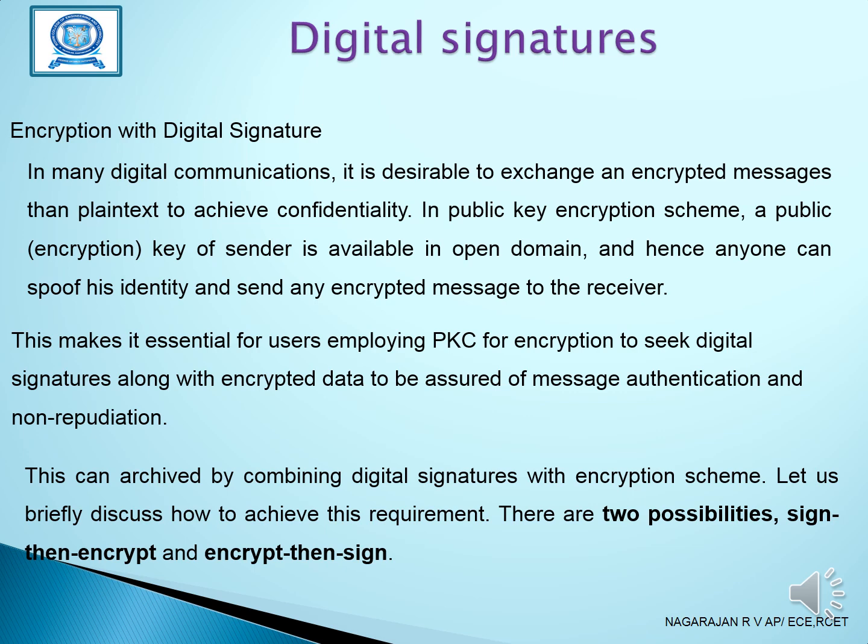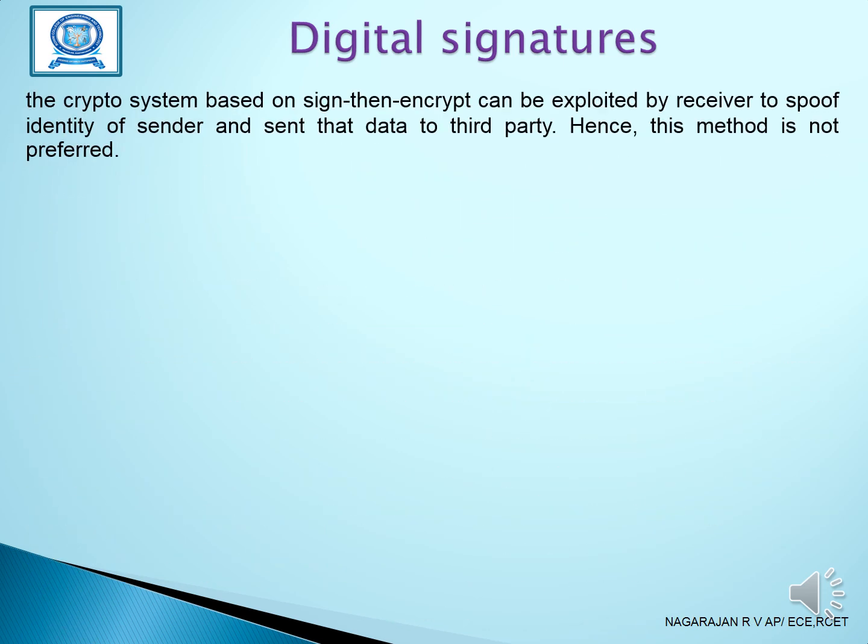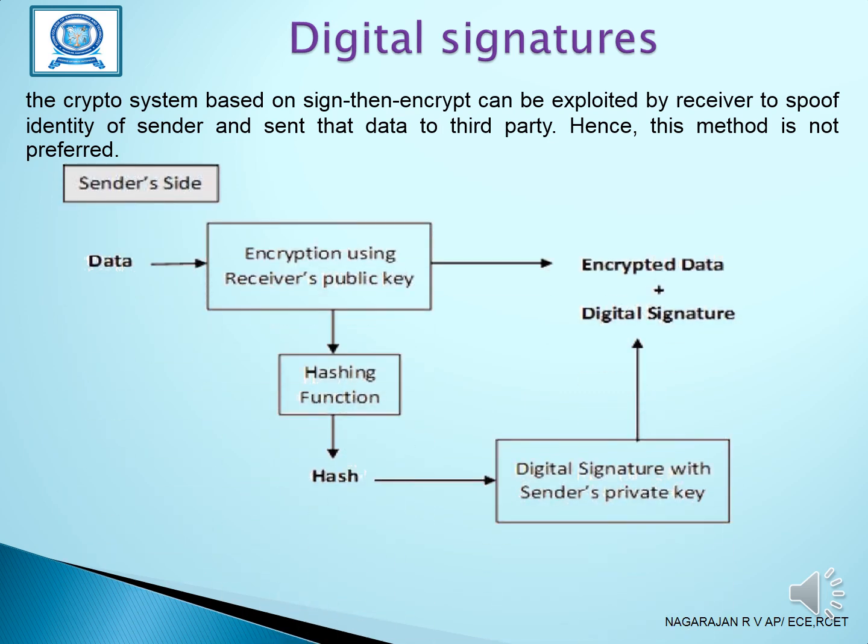There are two possibilities: sign then encrypt, and encrypt then sign. The cryptosystem based on sign then encrypt can be exploited by the receiver to spoof the identity of the sender and send the data to a third party. Hence this method is not preferred. This is the sign then encrypt scheme. Data is given to encryption using the receiver's public key, the hashing function is applied, and the two keys, the encrypted data and the digital signature are combined.